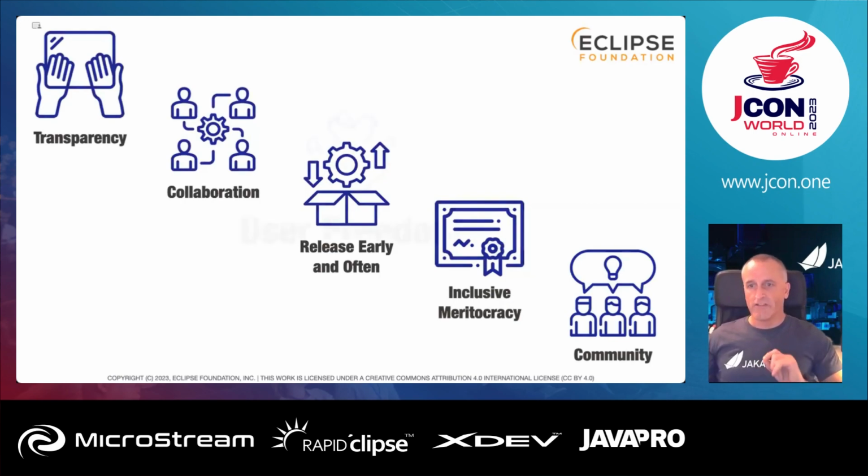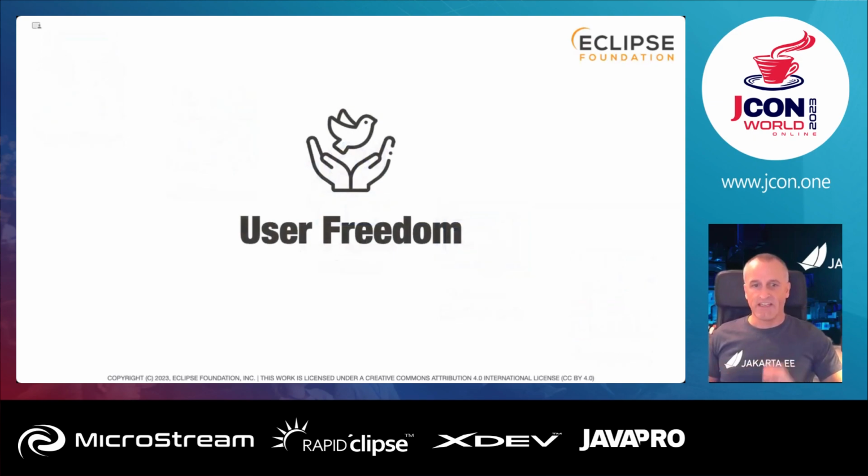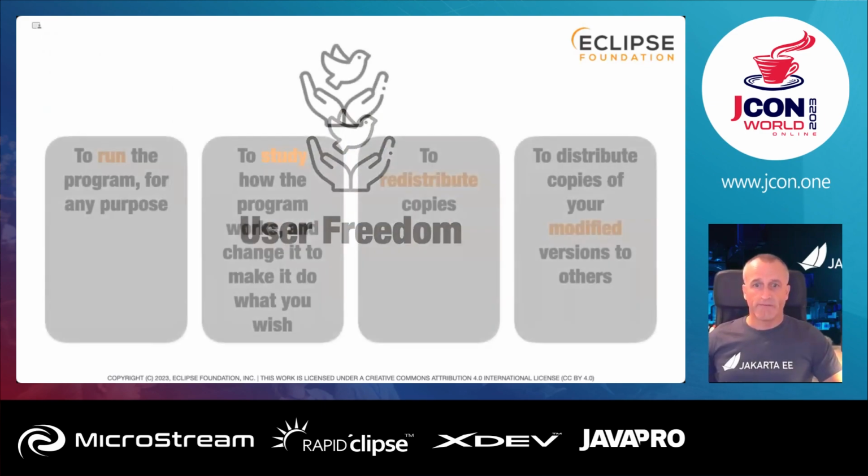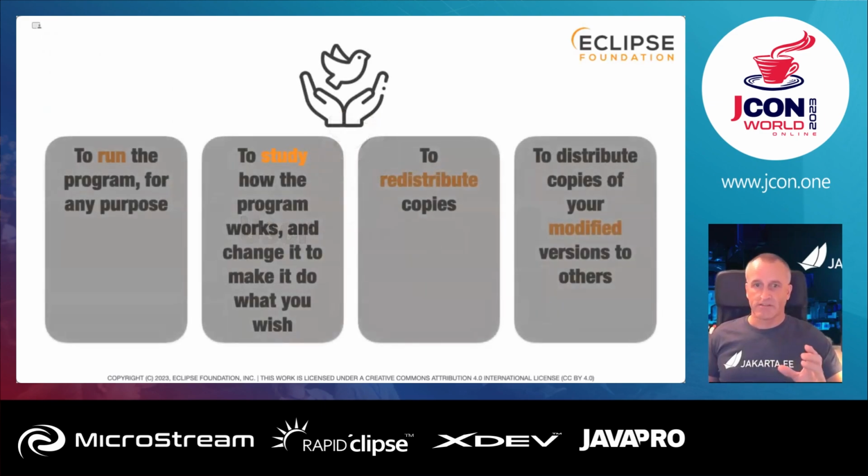There is also another aspect that is the key to all within open source, and that is user freedom. There are 4 freedoms that characterize open source. The first is the freedom to run the program for any purpose. When it's open source, we don't say you can only use it for this and that. It's for any purpose. And you're also allowed to study how the program works, to change it, and make it do whatever you wish.